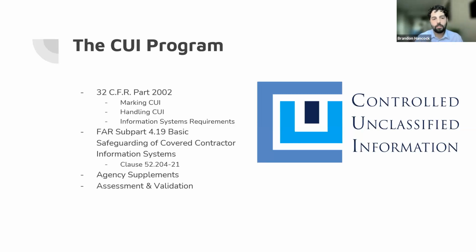The other part that's really important to CUI is the handling of information. So that could be just making sure that it doesn't get in the hands of someone who's not supposed to have it.